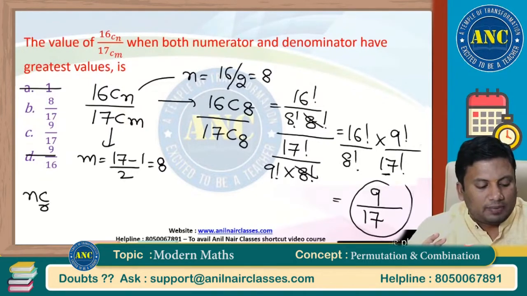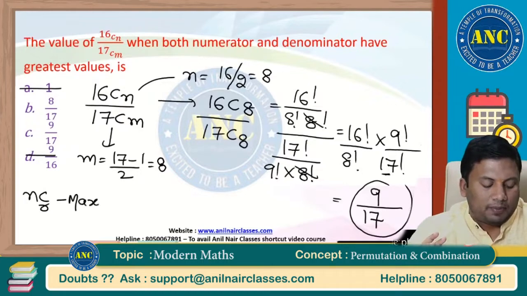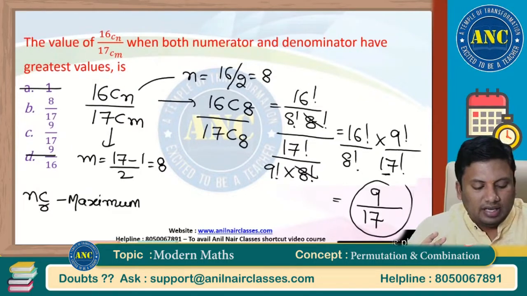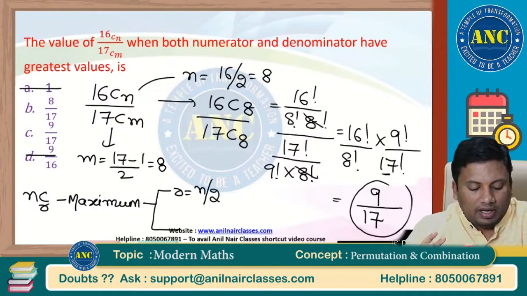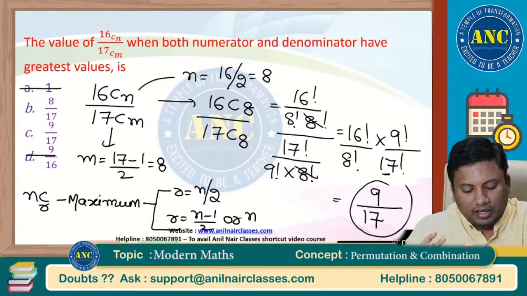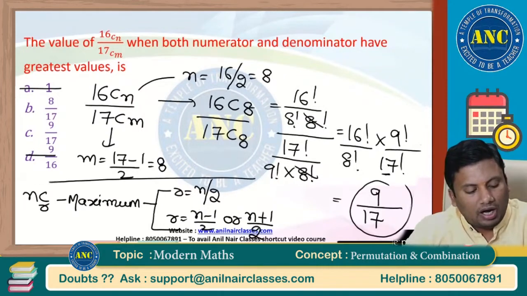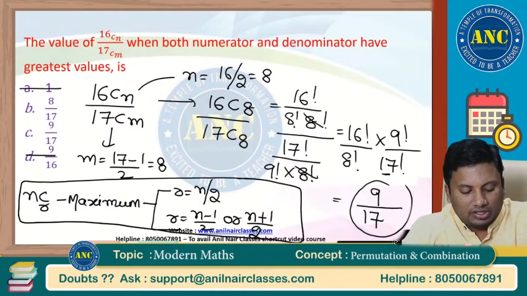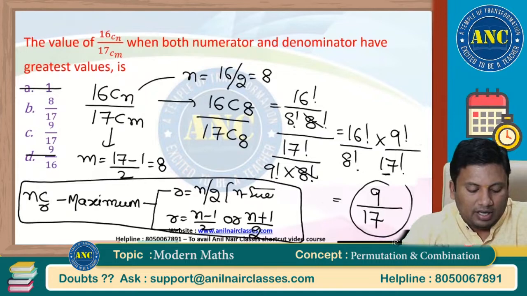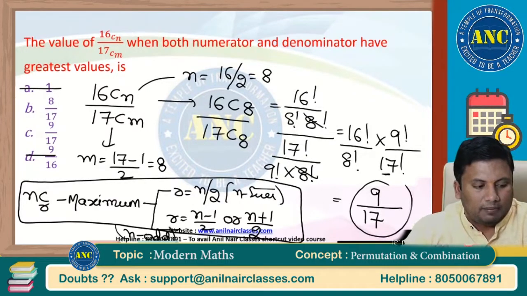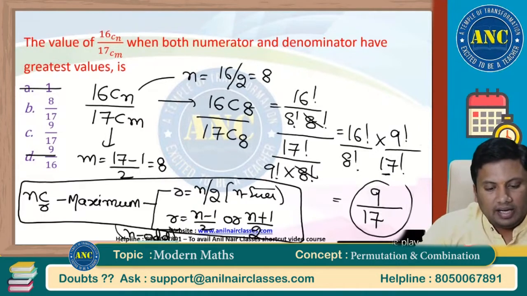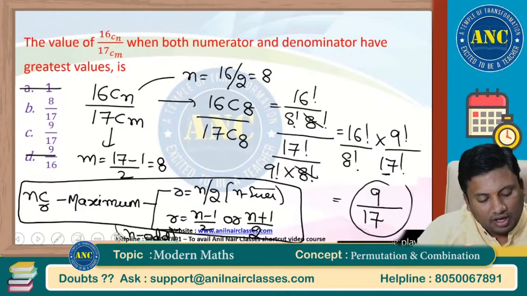What is the concept that I used here? This is a property based problem. nCr is maximum when r is equivalent to n by 2, or r is equivalent to (n minus 1) by 2 or (n plus 1) by 2. The first is used when n is an even number. The second is used when n is an odd number. I hope the idea is clear. Property based question, third one. Next one.